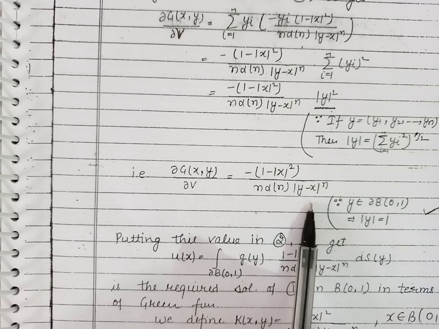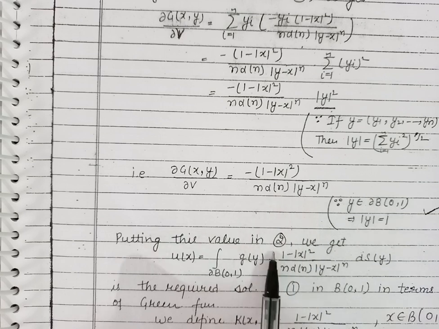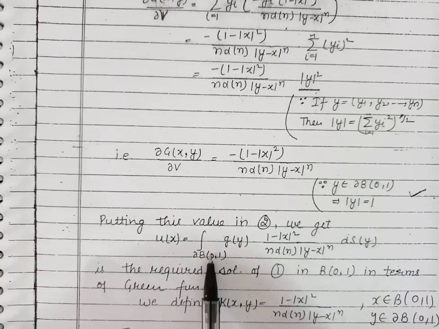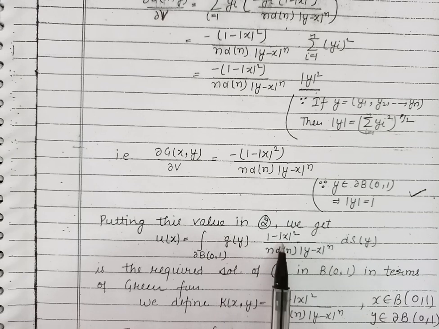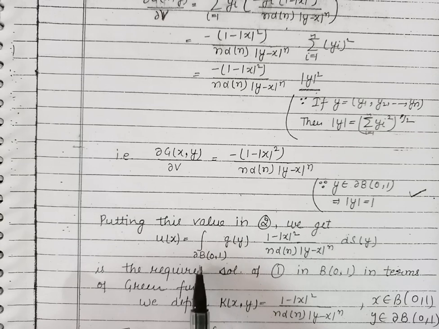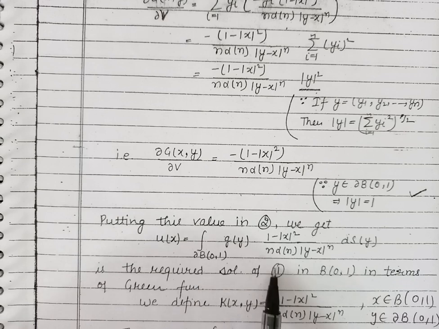Now we can substitute these values in the equation second. So from there we get the value of u at x, which is integral of the function g into 1 minus |x| square upon n alpha n |y minus x| raised to the power n. This integral is over the boundary of the unit ball. This is a representation formula for the given boundary value problem in unit ball in terms of Green's function.